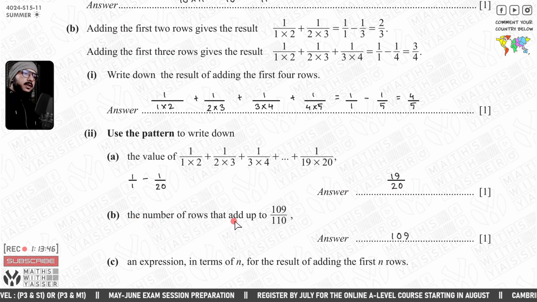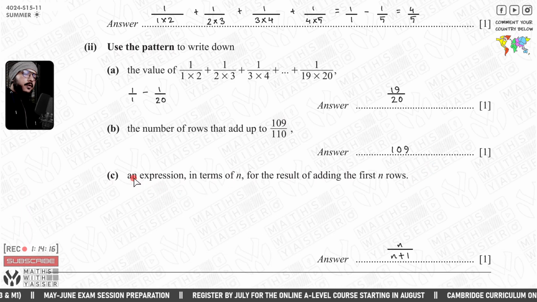The number of rows that add up to 109 over 110. So we need to tell the number of rows that need to be added. So 2 rows gives 2 over 3, 3 rows gives 3 over 4, 4 rows gives 4 over 5. So 109 rows must give 109 over 110. So the answer is 109.